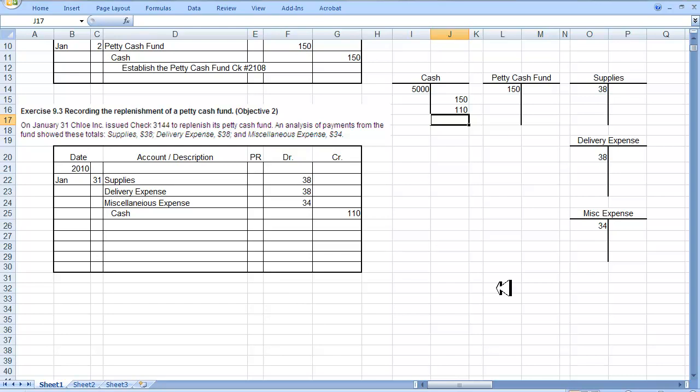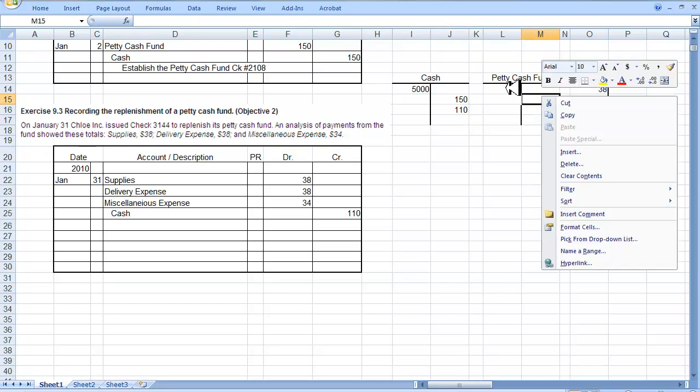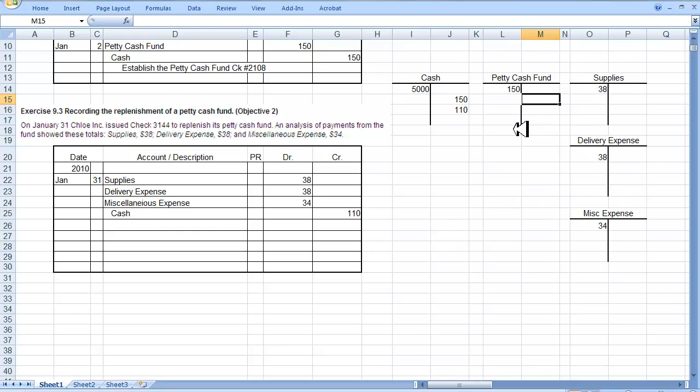The only time there would be a change in the balance in the petty cash fund is if we kept running out of cash in the middle of the month and decided, hey, we need more cash. In that case, we would say we added another $50 to the fund, we debit petty cash, credit the cash account, and then we'd have a $200 balance. But that's not this exercise.